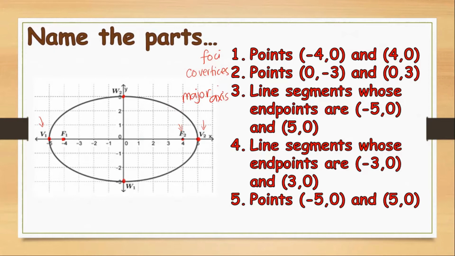And number 4, the line segment whose endpoints are negative 3, 0 and 0, negative 3, and the other endpoint is 0, 3. Sorry for this one. And so, this is what you call the minor axis. And number 5, the points negative 5, 0, this one, and 5, 0. So those are called vertices.